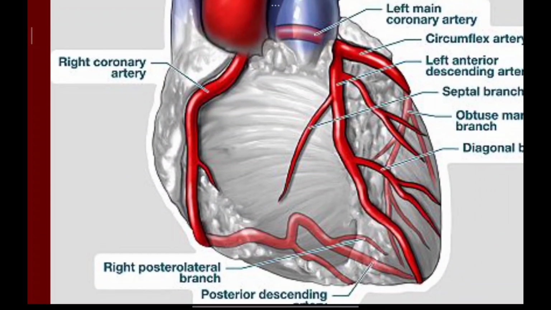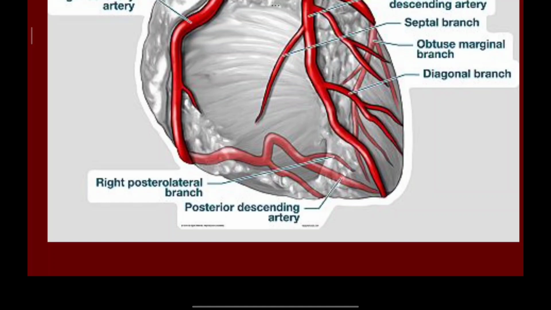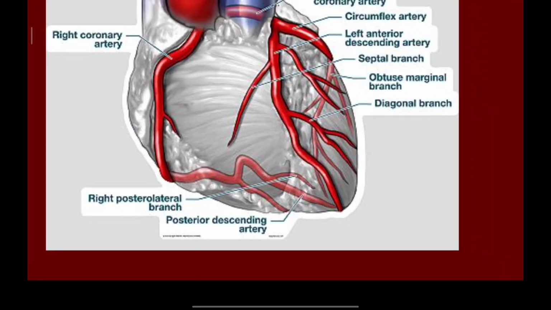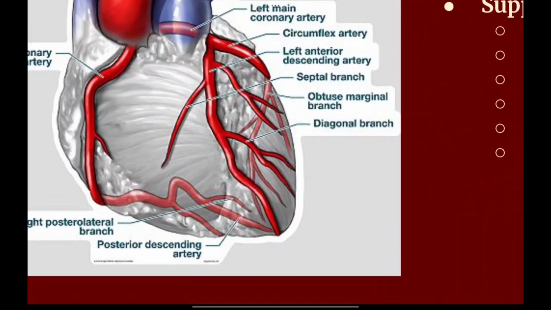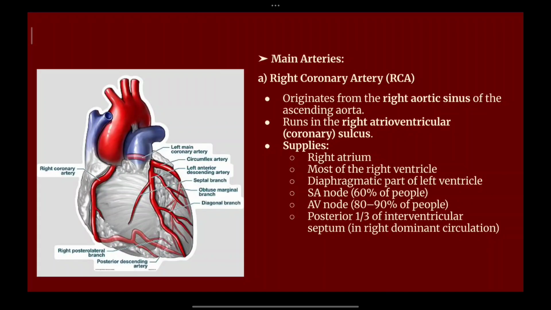You can see it starts from the aorta, the ascending aorta, then moves through the atrioventricular sulcus, then to the right ventricle. It supplies the right atrium as well as the right ventricle, and it also moves to the posterior, that is, behind the heart. You can see a lightened part of the RCA, wherein it supplies the interventricular septum as well. So the right posterior branch and the posterior descending artery that you see are providing blood supply to the posterior region of the interventricular septum. So about 1/3 of the interventricular septum is supplied by the right coronary artery.